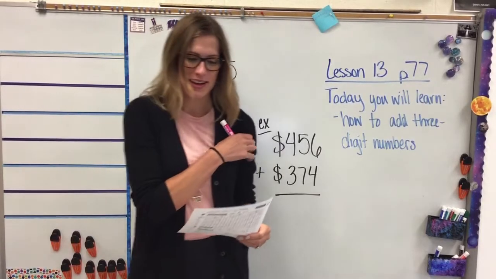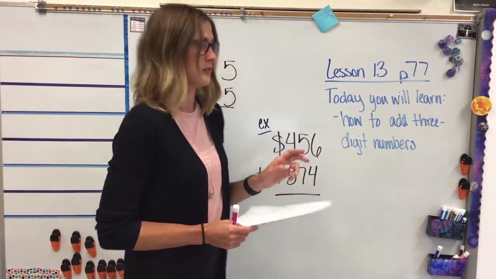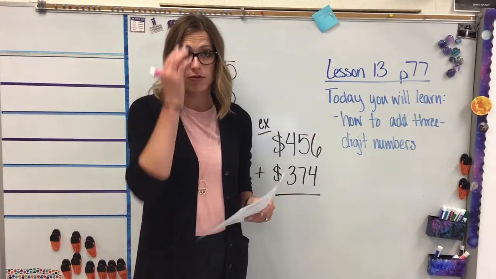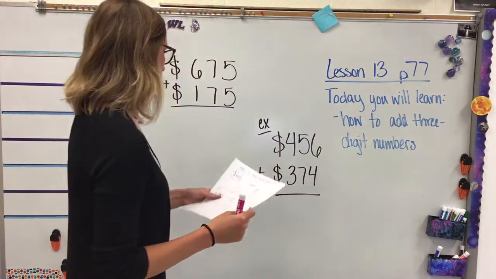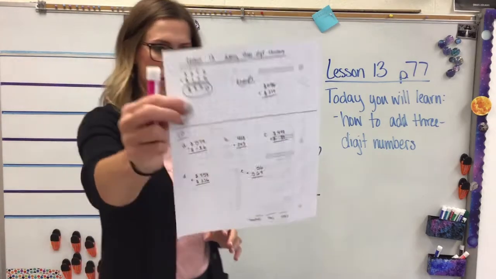Hello, third grade. We are on lesson 13. It starts on page 77. We'll start out with our objectives. Today you will learn how to add 3-digit numbers. This is going to be very similar to what we did last week with 2-digit numbers. We're just adding on that third digit. If you look, you have this on the back of your power-up right here.